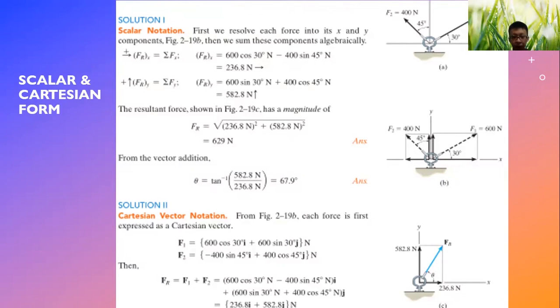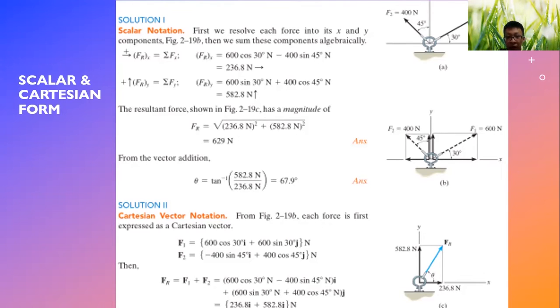Tangent root, yeah, the tangent. And then solution 2 is Cartesian vector notation. For Cartesian notations, it's a bit different from the scalar notation. Cartesian notation is F1, F2.